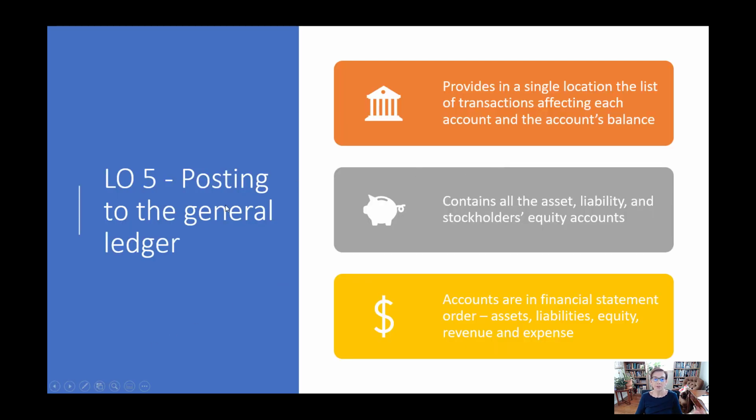So what are we doing? We have one location, the ledger, and it has all of the accounts, and each account shows all of the debits and credits and the balance. The ledger has all asset, liability, and stockholders' equity accounts, and they're in financial statement order. Remember I said that financial statement order comes back 3 times. It's in the chart of accounts, and now it's in the ledger, and then next it's going to be in the trial balance. So financial statement order is assets, liabilities, equity, revenue, and expense. And the assets are in order of liquidity, just like they are on your balance sheet. So you start with cash, and then you would go down to your less liquid assets.